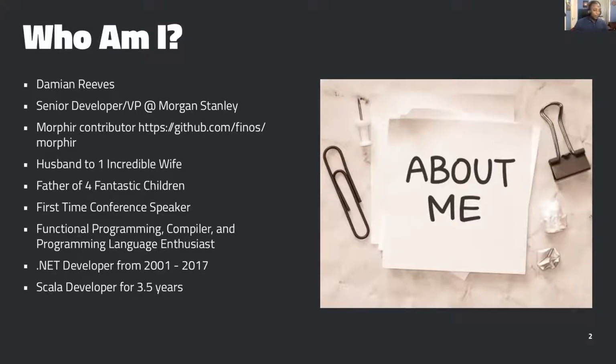I'm a husband of one incredible wife, father of four fantastic children. We call them the Fantastic Four. I'm a first-time conference speaker, and I'm a functional programming, compiler, and programming language enthusiast. I did .NET from around 2001 to 2017, and I've been doing Scala development for the last 3.5 years.